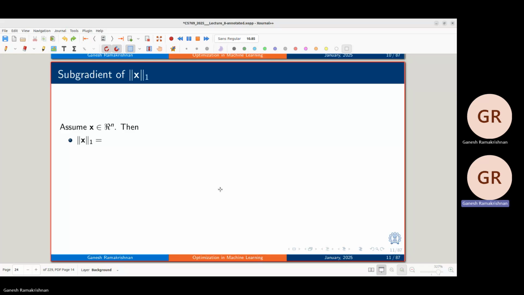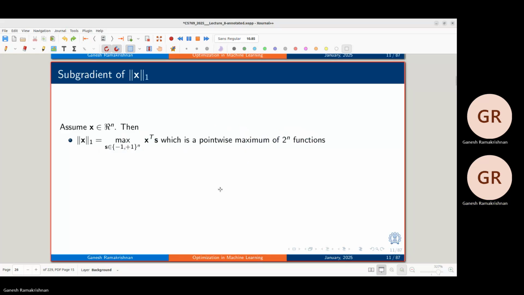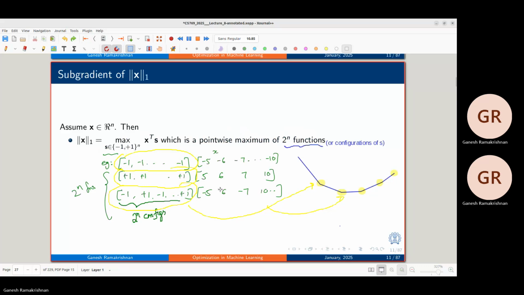Okay, so the first step is writing this down. Sorry, I've used a V there instead of X. That's okay. So, max over V in plus or minus 1 of V transpose X. This is basically the max of all those possible combinations, right? I've used S again on the board. It's a pointwise maximum, and there are 2 raised to n such functions. I've depicted this on the board.